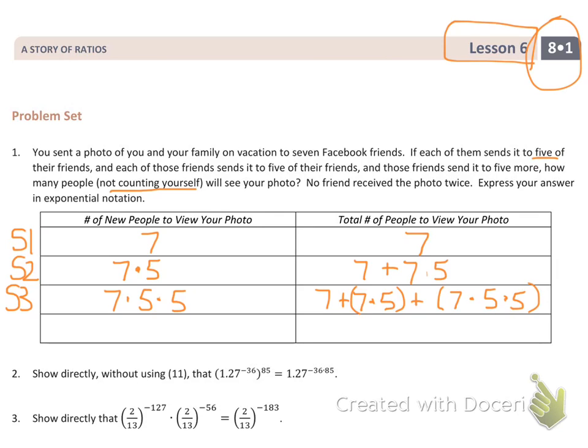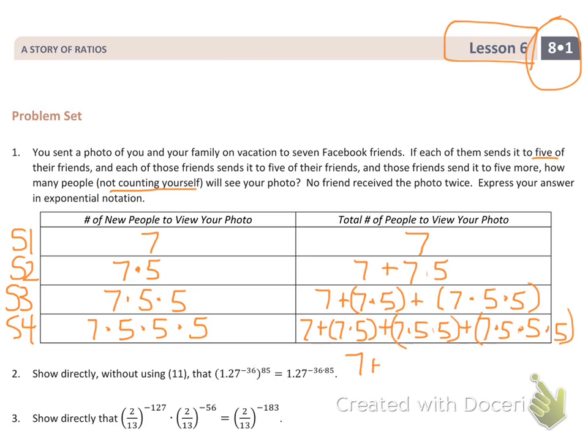And then step 4, we would have, of all those new people who saw it, they're each going to send it to 5. So I've got times another 5, and I've got to add it in here. 7 plus 7 times 5 plus 7 times 5 times 5 plus times 5 again. And I could also write this a little bit shorter, the step 4 total, as 7 plus 7 times 5 plus 7 times 5 squared plus 7 times 5 to the third power. Okay, so that gets us to the fourth step.